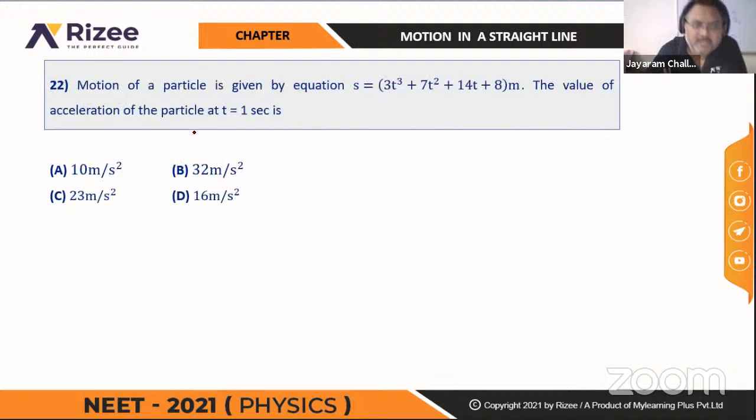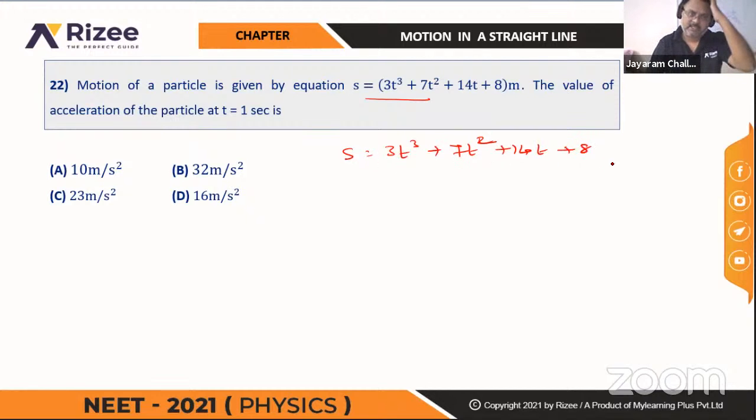Next one, motion of the particle is given by the equation S is equal to 3t cube plus 7t square plus 14t plus 8 meters. He is asking the value of the acceleration of the particle at t is equal to 1 second. What is acceleration? Differentiate for the velocity first. v is equal to ds by dt. So if I differentiate this relationship, what will I get?